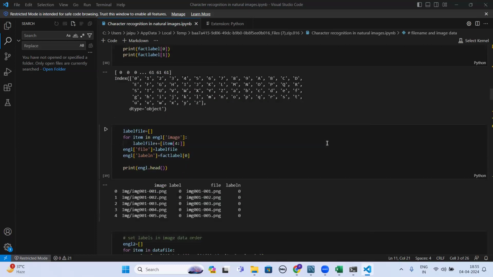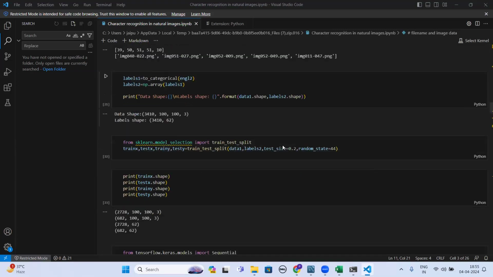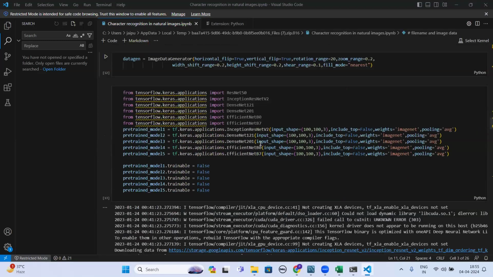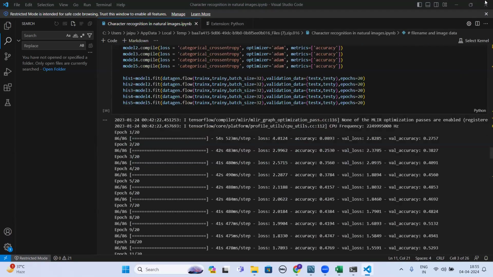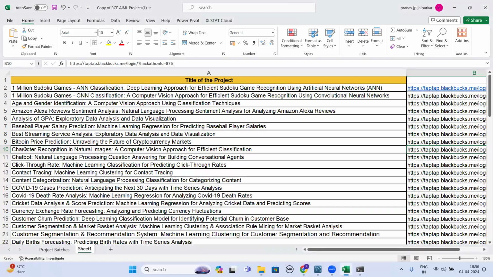Now, after this is done, the next part is that it will try to get an idea about accuracy and everything, and you can compile the model and train it. It's very big. This is just one of the possible solutions; there are multiple solutions available. But this character recognition in natural images is a very interesting problem, and I recommend all of you to go through this particular part if possible.